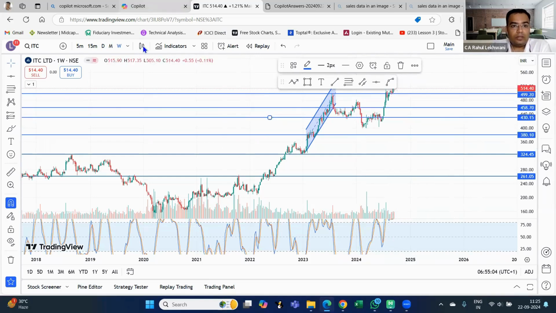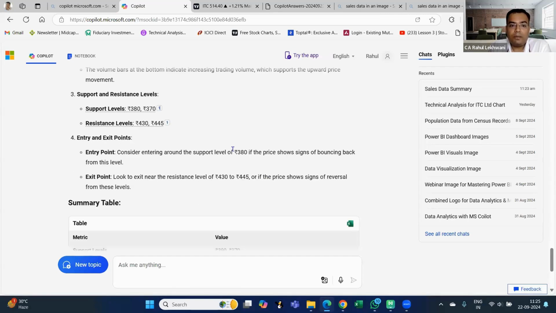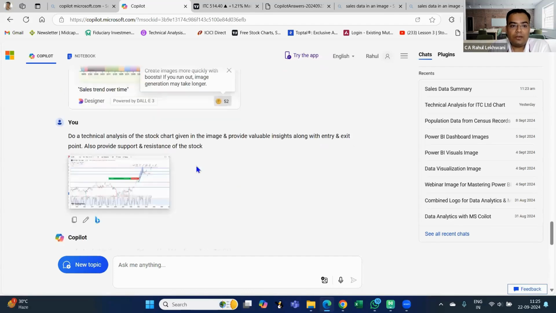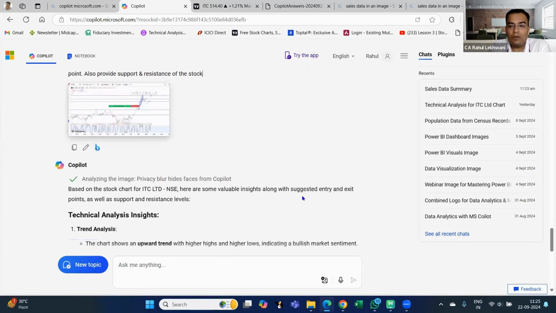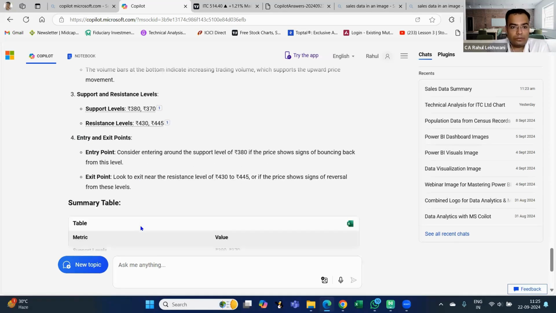Okay. So this kind of analysis can also be done only by putting some prompt. And I have put a very simple thing: do a technical analysis of this stock and give me entry and exit point. So see, you can actually get the entry and exit point with the help of this AI tool also, right?